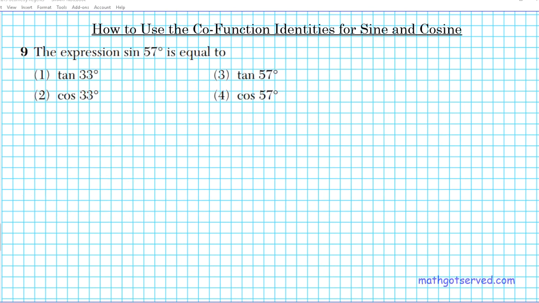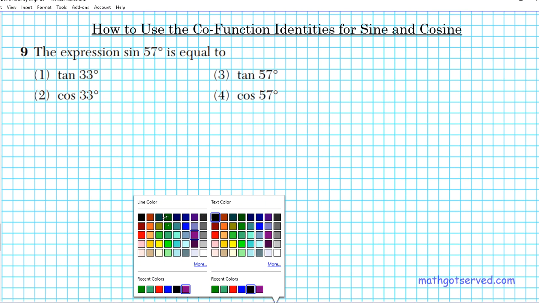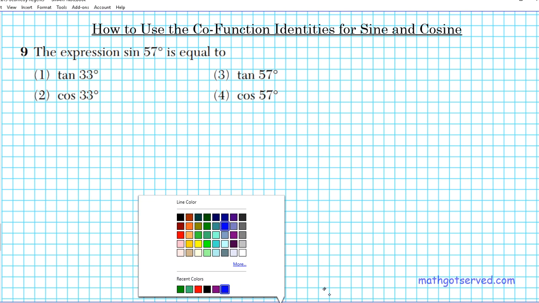Alright, let's take a look at question number 9. In question 9, we're going to be assessed on how to use the cofunction identities for sine and cosine. Okay? Question 9 reads, the expression sine 57 degrees is equal to, so which of these is it equal to? So first thing you want to remember is when you think about cofunctions, you want to think about the word complementary.